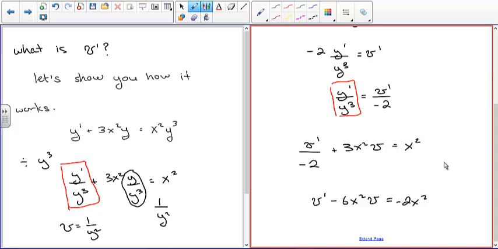And so my original differential equation was not a first order linear differential equation, it was a first order nonlinear differential equation. But by going through this process, I now have a first order linear differential equation in v. So I can now solve this equation using the integrating factor.